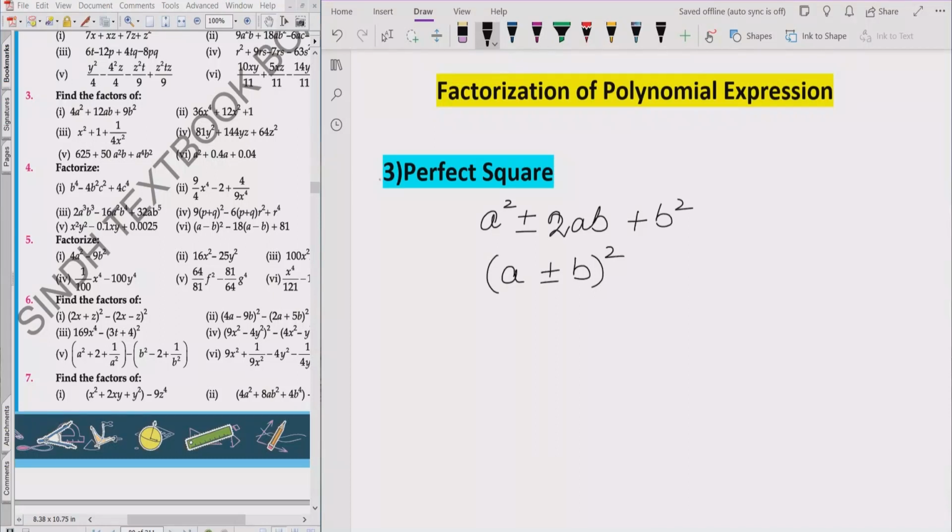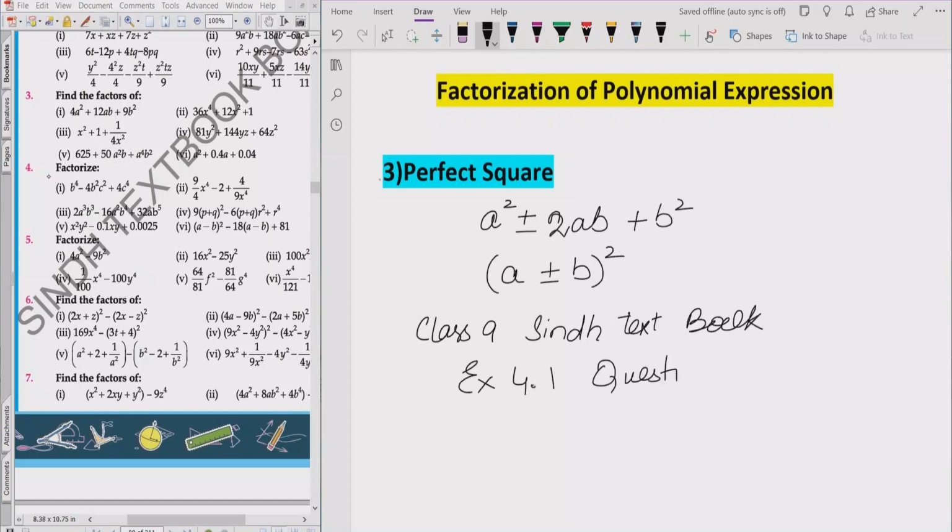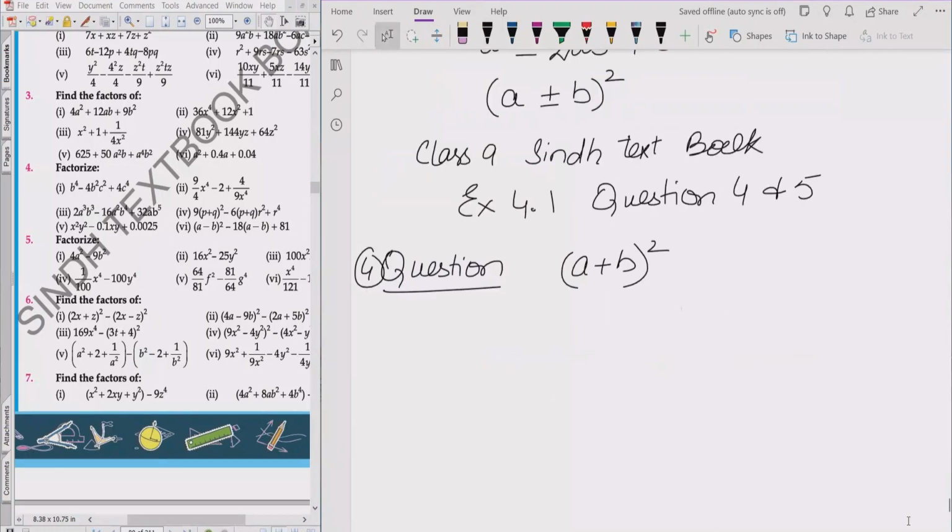Now we have a few questions related to this. First we will solve question number 4. Again, we are following the class 9 syntax book, exercise 4.1, question number 4 and 5. First we will solve the question related to (a plus b) whole square.